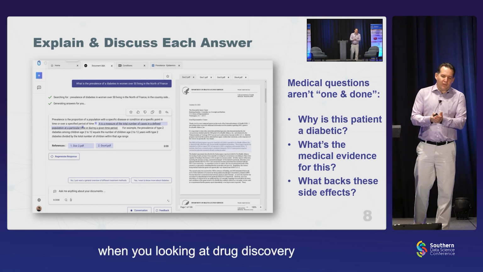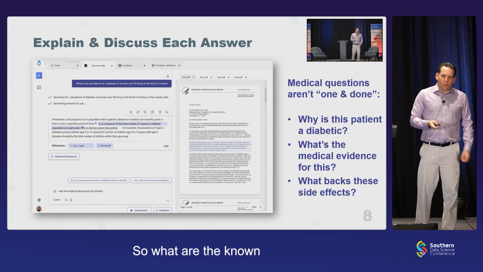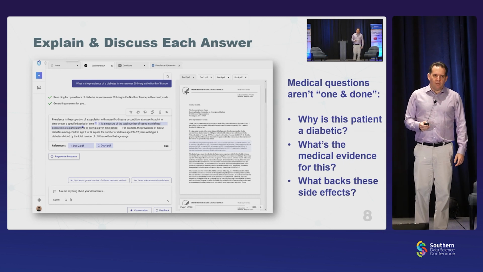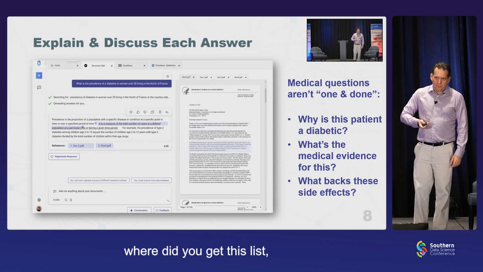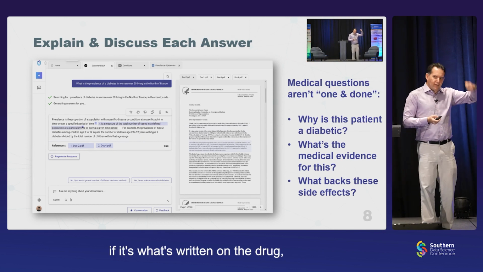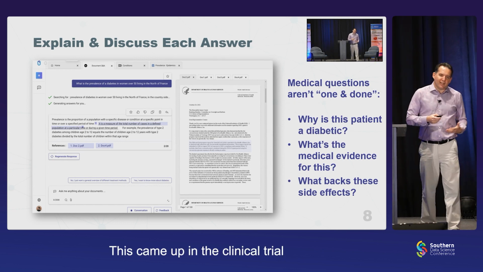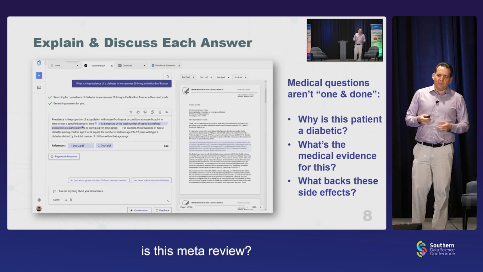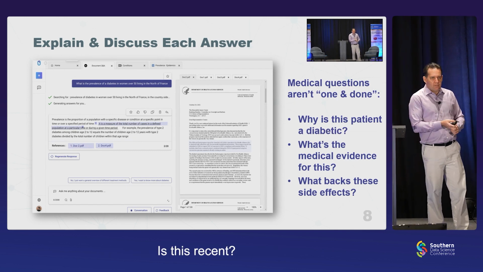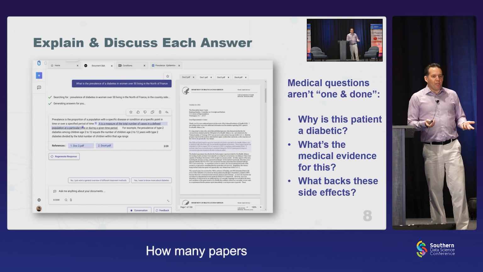Similarly, when you're looking at drug discovery and pharma companies looking at biomedical research, and you ask, what are the known side effects of this drug? You give them a list and they ask, where did you get this list from? If it's what's written on the product sheet, well, that's bullshit. It's just everything that came up in a clinical trial. If it comes from papers, which paper? Is this a meta review? Is this recent? Was this a clinical trial or prospective study or retrospective study? How many papers suggest the same thing?